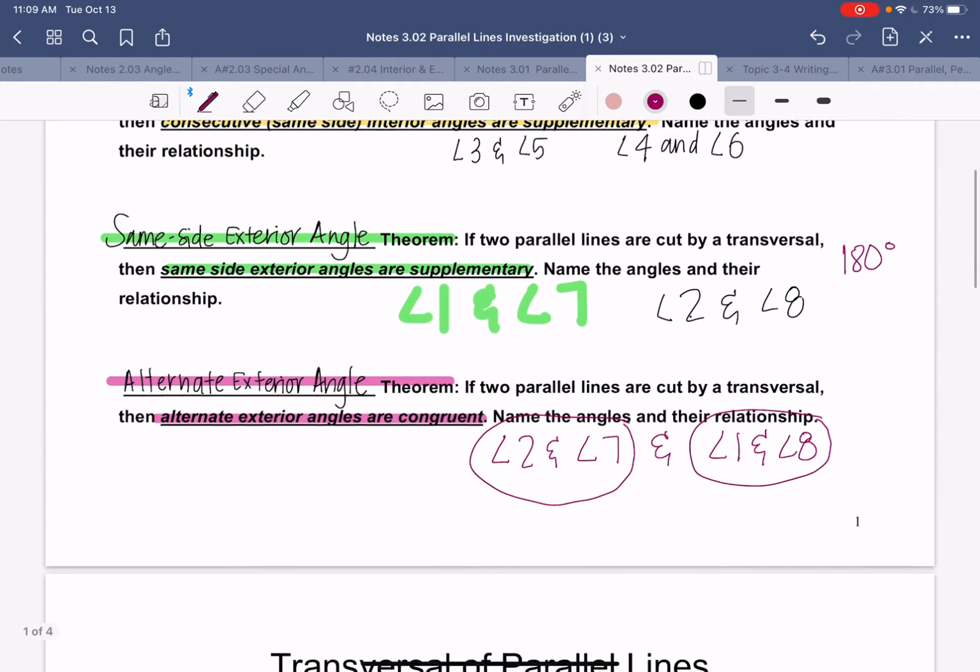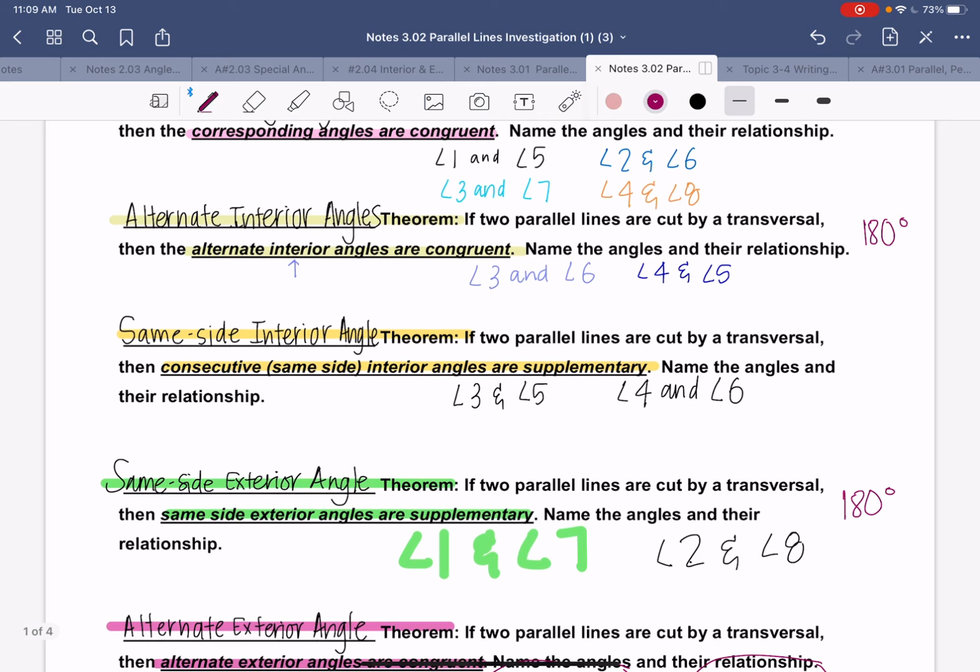All right, so let's, why did I do that on that one? Not that one, this one.